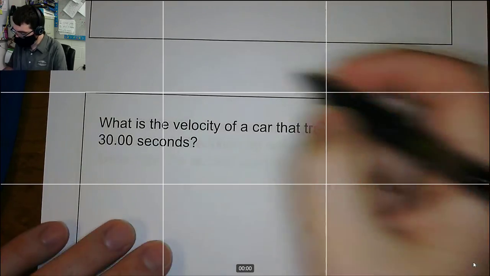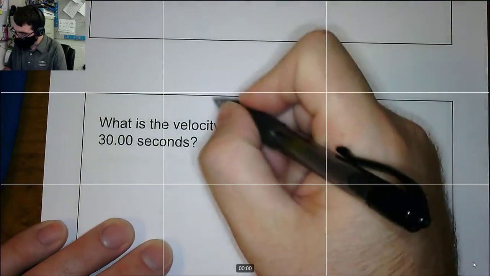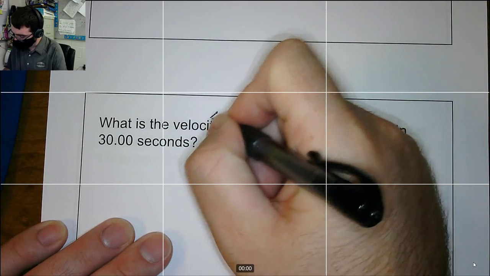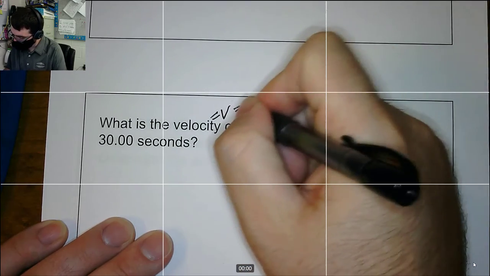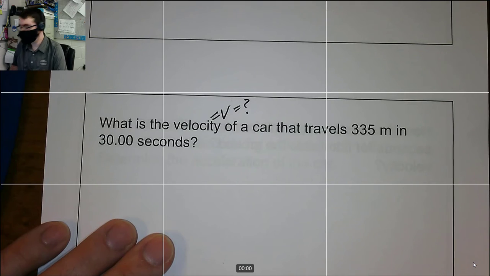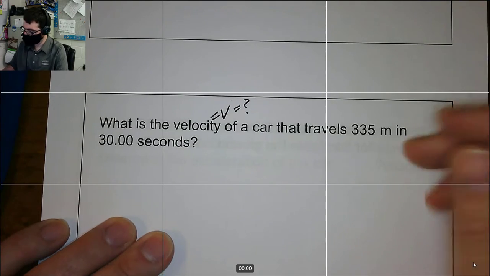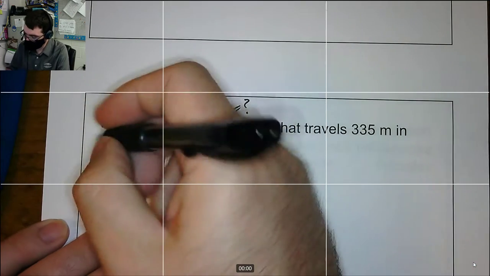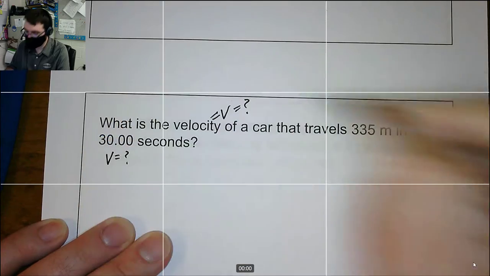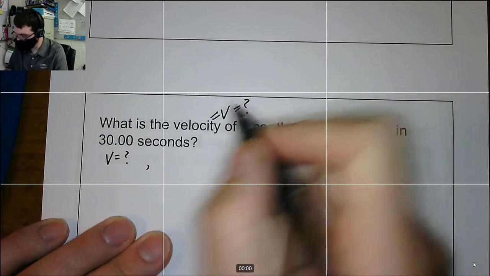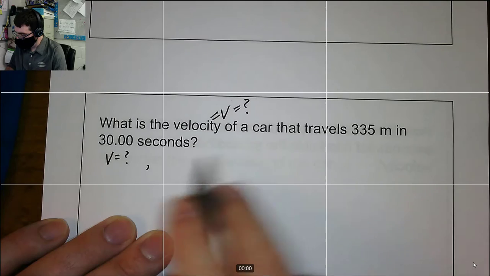So we're asked, what is the velocity? Anytime I'm doing a problem, I try to label the parts. And since we're asked what here, I'm going to go ahead and put a question mark there. I will say if the problem's in a textbook, I'm not going to take the time to rewrite the problem, but what I do on my page usually is I will write out the different values that I'm given. Anyway, what is the velocity of a car that travels 335 meters?